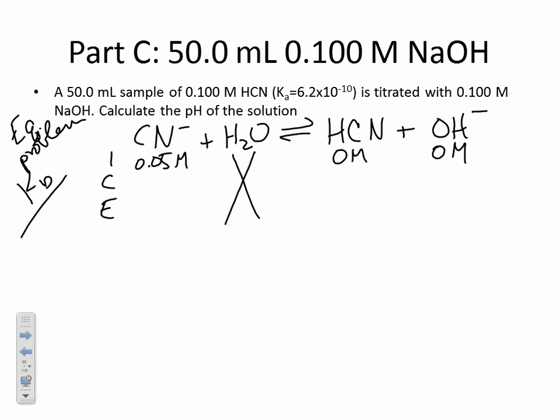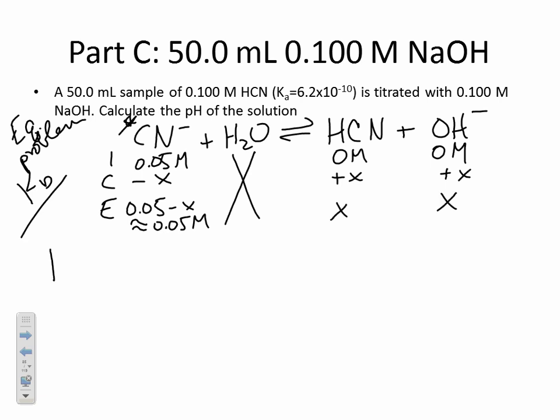So I'm going to say I'm not starting with any, because the only thing in the flask at the equivalence point is this sucker. So change minus x plus x plus x, because they're all in a 1-to-1-to-1 ratio. So this is 0.05 minus x, which is approximately 0.05. I can make that assumption because Kb is on the order of 10 to the minus fourth or smaller. This is x. This is x.